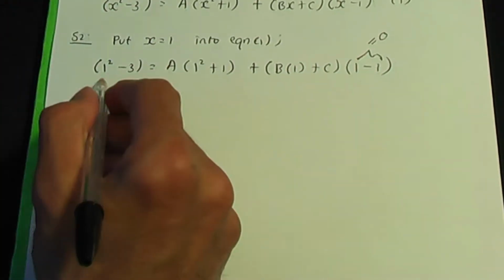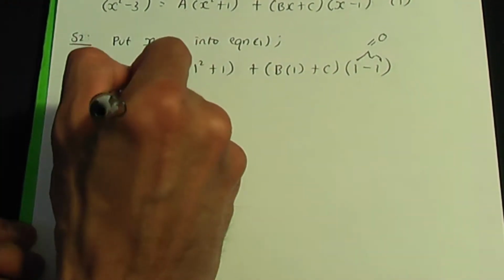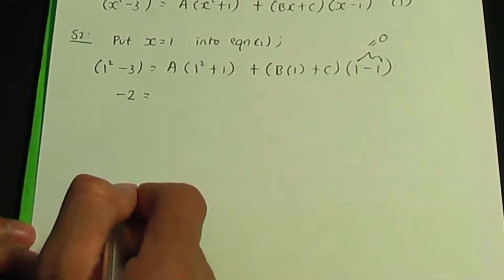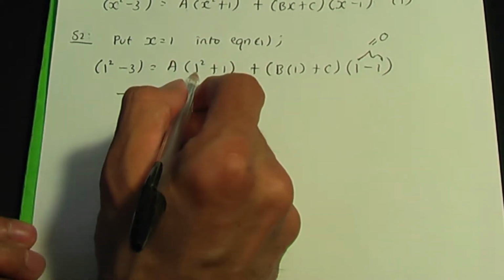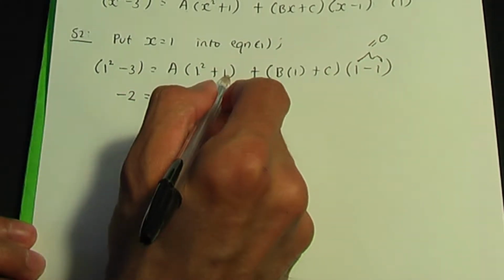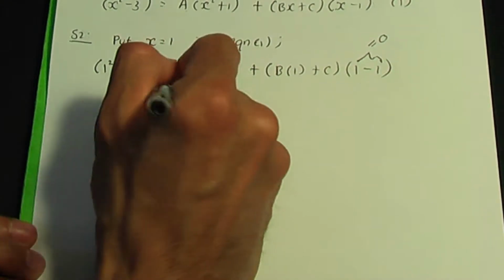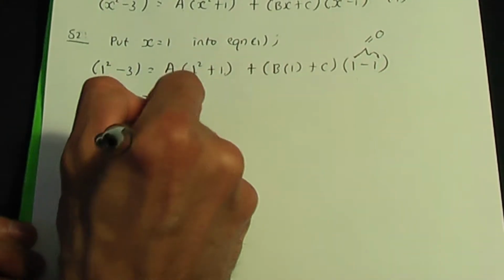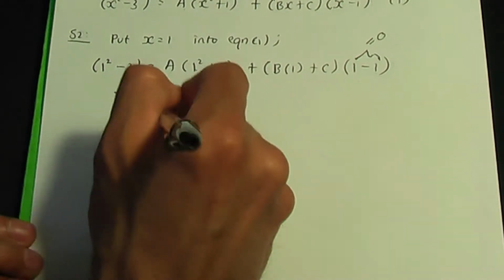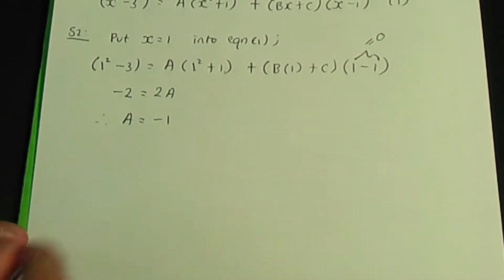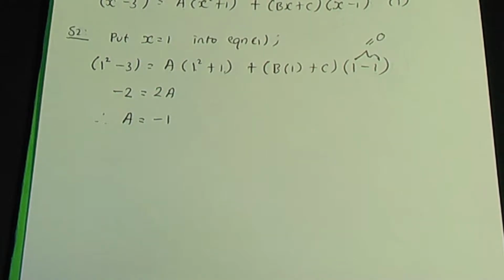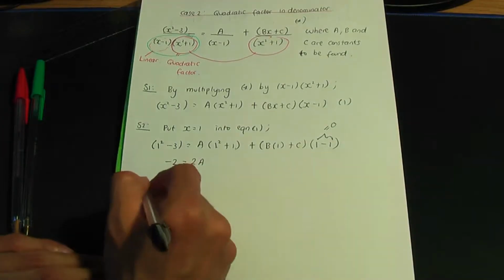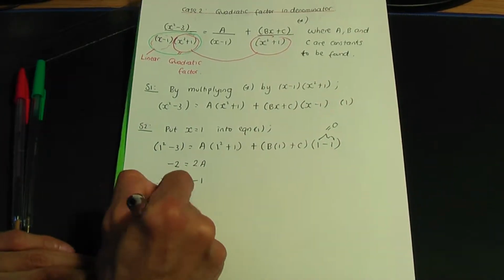Okay, 1 squared minus 3, that is minus 2 on the left hand side, that is equal to 1 squared plus 1, that is 2, 2 times a, 2a. And a will be, when you rearrange, minus 1. So that's going to be the constant a straight away.